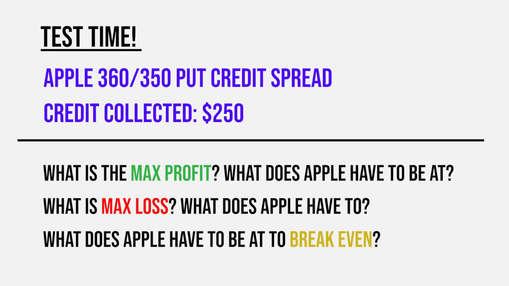Test time. Here is another credit spread, and you tell me at the time of expiry what the max loss and the max profit are, when they would occur, as well as the break-even point. On the screen, you'll see an Apple 360, 350 put credit spread, expiry 45 days out. Let's assume here that we collected $250 off of opening this one credit spread. Feel free to pause the screen here and see if you can answer that question.